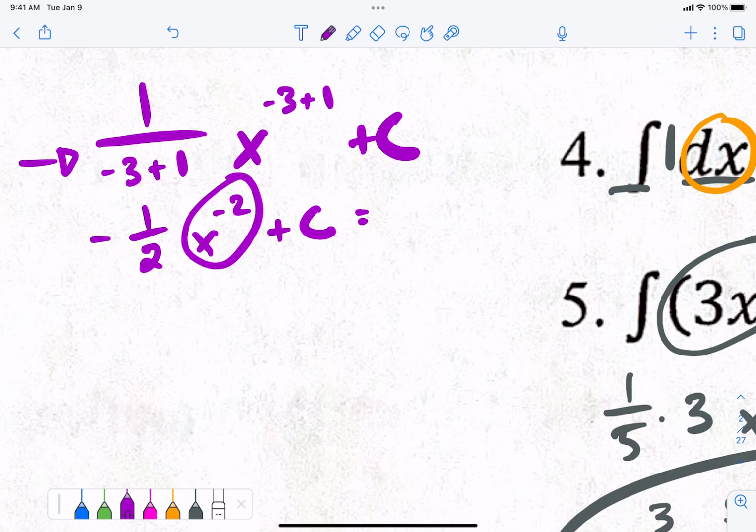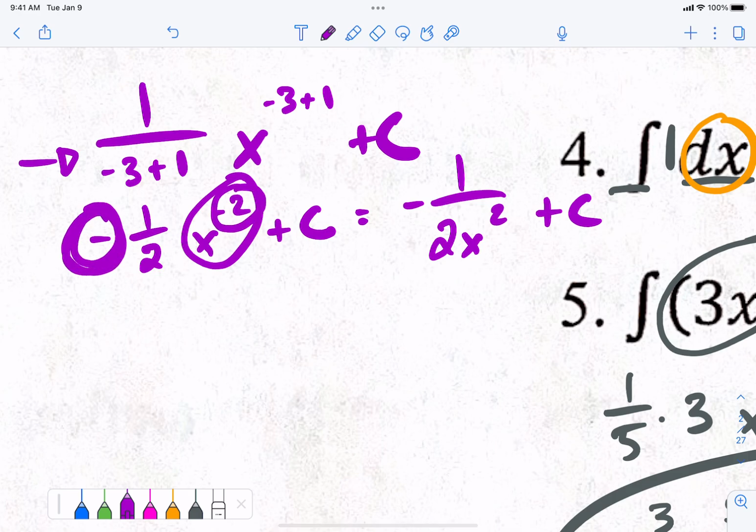is going to go back down to the bottom. So this is negative 1 over 2x squared plus c, right? Why doesn't the negative go away? This negative goes away, but this is not an exponent. That just is tacked onto the front. So it's only when you have a negative exponent that he goes away.